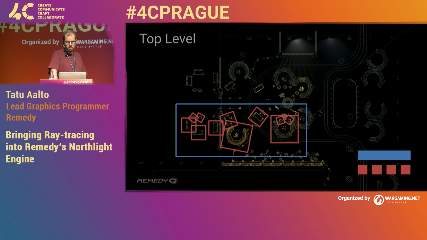And then when you have a bunch of bottom level trees, you give those and transformations of the objects to the API again, and that gives you back a top level tree. And that's pretty much it. You can start shooting rays against that stuff.